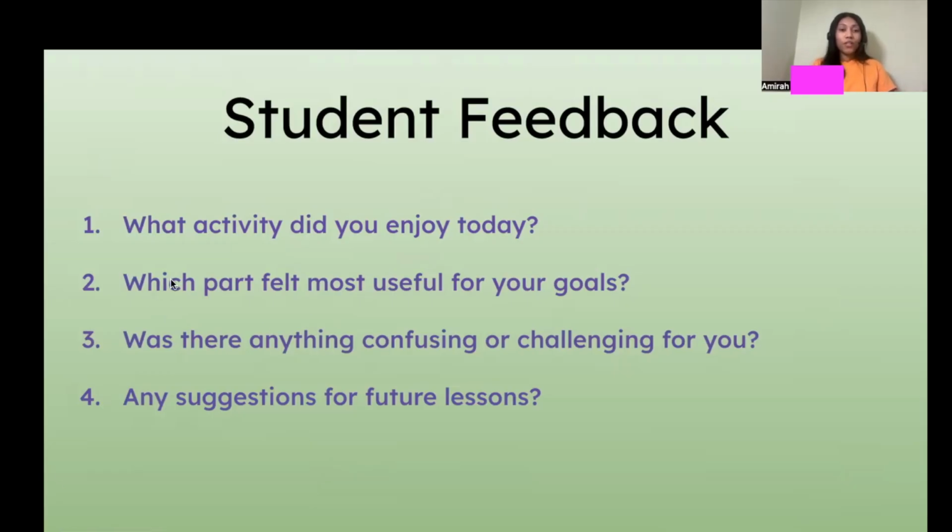Number two, what part felt most useful for your goals? This is where, in my own lessons, in my own personal situation, I will know what that student's path will be. If they say, I'm really trying to apply for different jobs in the US or Canada or the United Kingdom, and I don't know what to say. I don't know how to have an interview. So it was really helpful when we did the job interview. Boom.